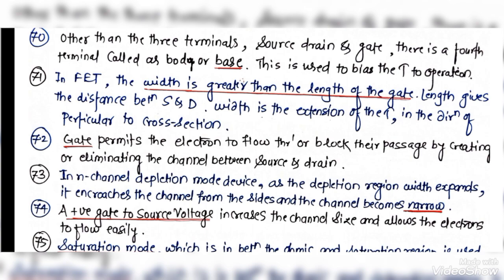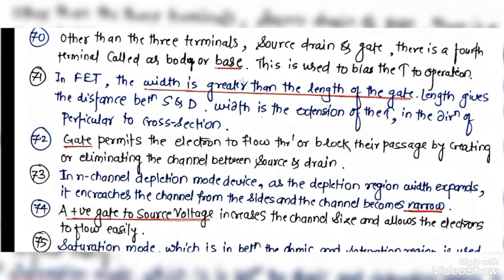In FET, the width is greater than the length of the gate. Length gives the distance between source and drain. Width is the extension of the transistor in the direction perpendicular to the cross section. Gate permits the electrons to flow through or block their passage by creating or eliminating the channel between source and drain.